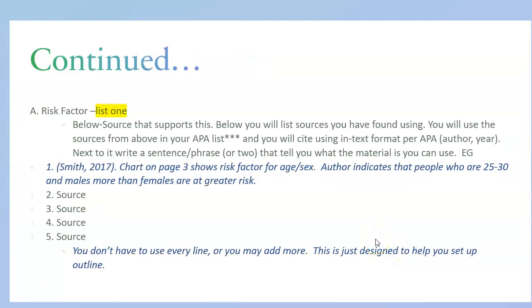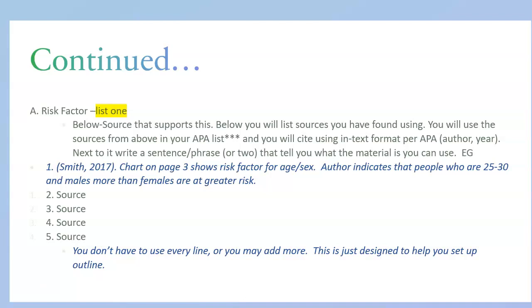So the next thing it tells you to do is to list one risk factor. So you have risk factors from your logic model. They were potential causes for the problem that you're working on. You will list the risk factor, and then you'll list a source using an in-text citation from APA. In-text citation is typically last name, year, and then you'll tell what is going to help you with this risk factor.